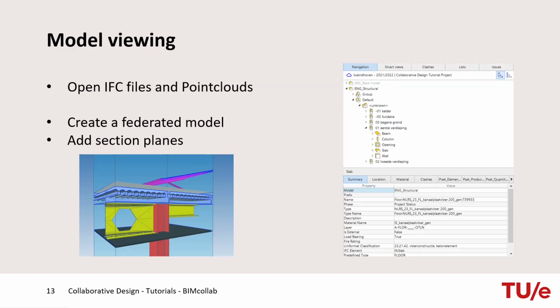When you open BIMCOLLAB Zoom, you can open one or more IFC files and point clouds and navigate through the federated model. You can give prefixes to files to organize the models in the model browser, the upper part of the navigation tab. In here, the models in the project are viewed as a tree. This offers insight in the structure of the models and the components they contain.